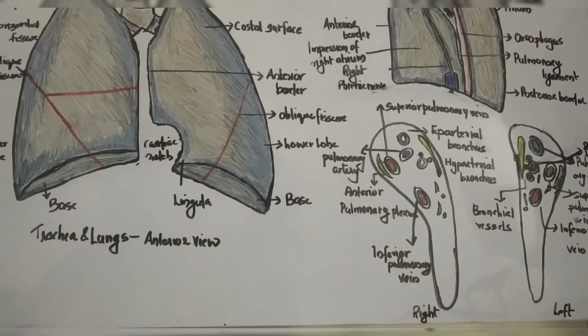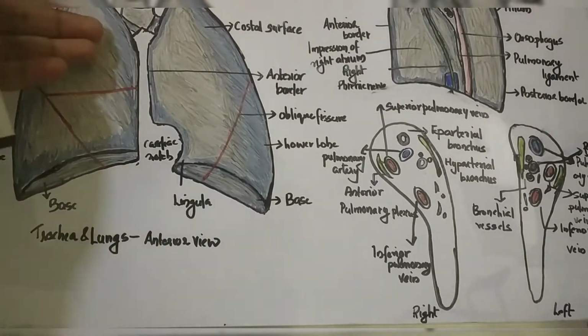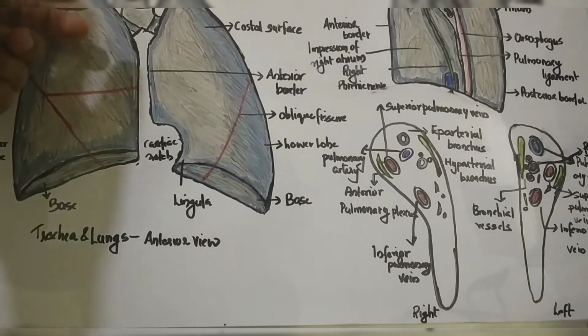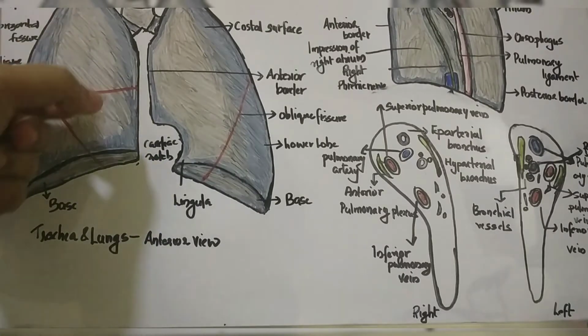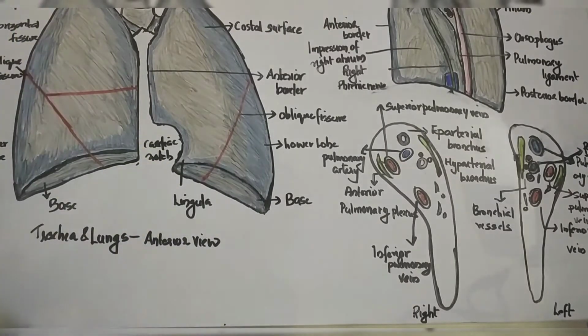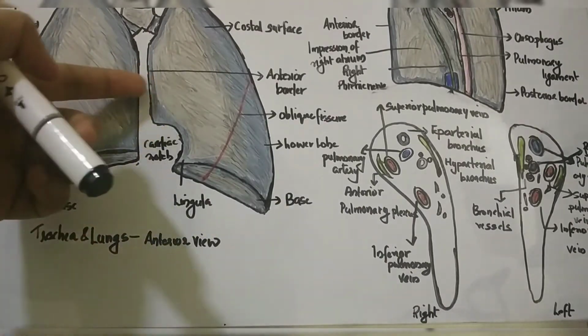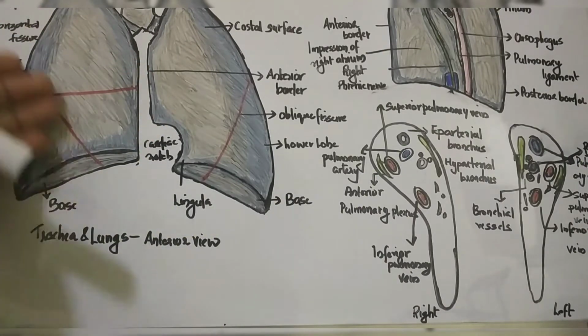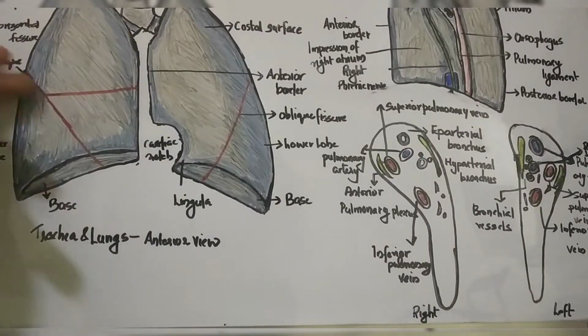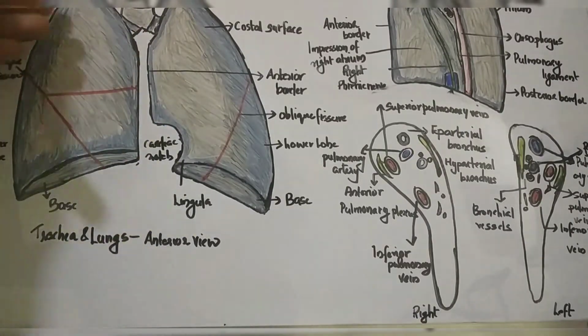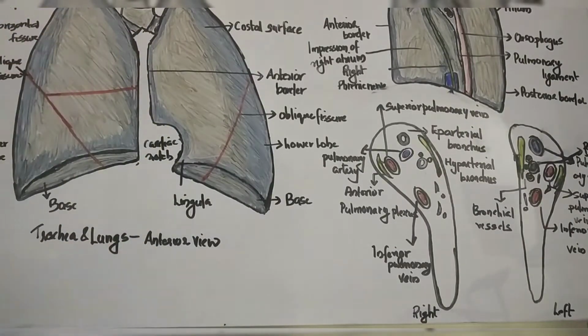So first we will discuss the lobes and fissures of the lungs. The right lung is divided into three lobes, that is the upper lobe, middle lobe and the lower lobe. These three lobes are formed by two fissures. This is the horizontal fissure and this is the oblique fissure. So these two fissures divide the right lung into three lobes.